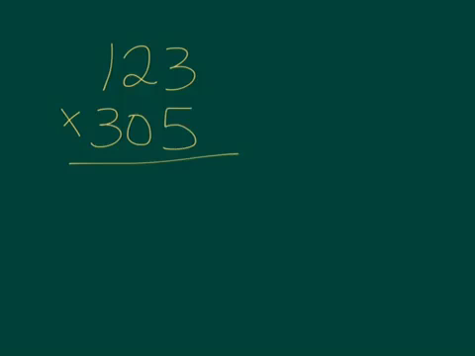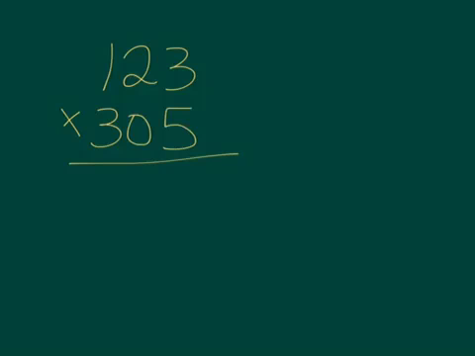Today we're going to continue to learn how to multiply numbers. My first example for today will be 123 times 305. Notice that today I have a 3-digit number multiplied by a 3-digit number.